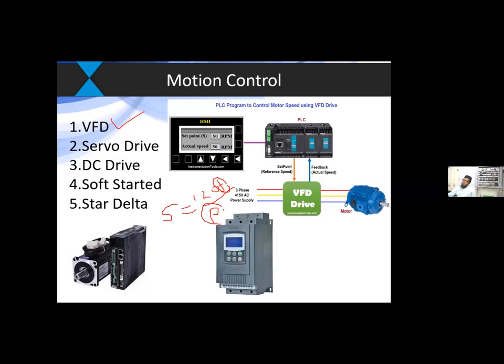And what is p? P is the pole. So in a motor we cannot change the pole, we can change only the frequency. So we can say that speed is proportional to frequency. So from where do we get the frequency?